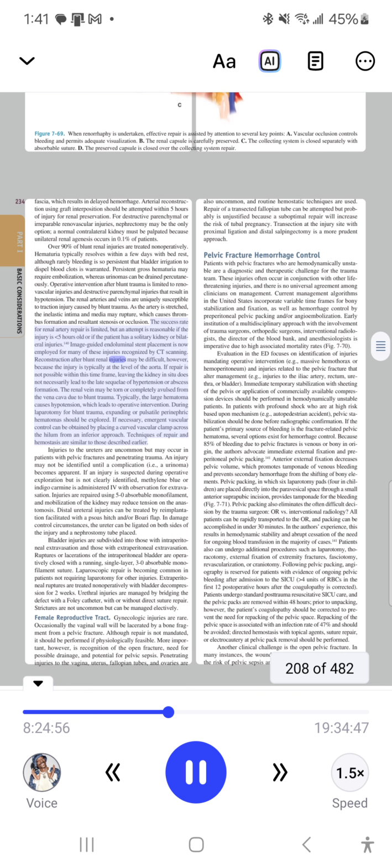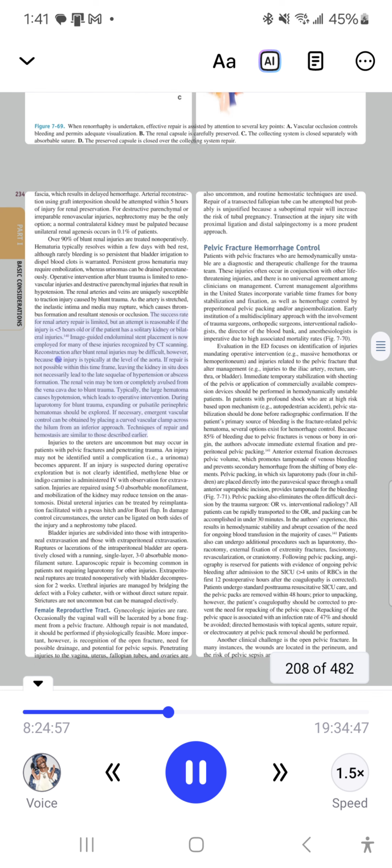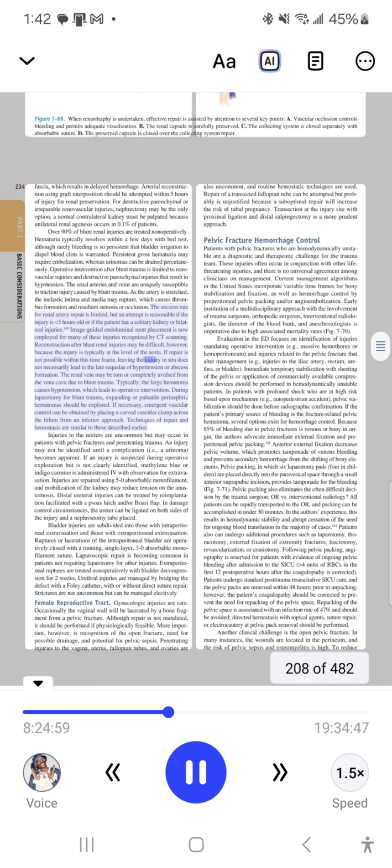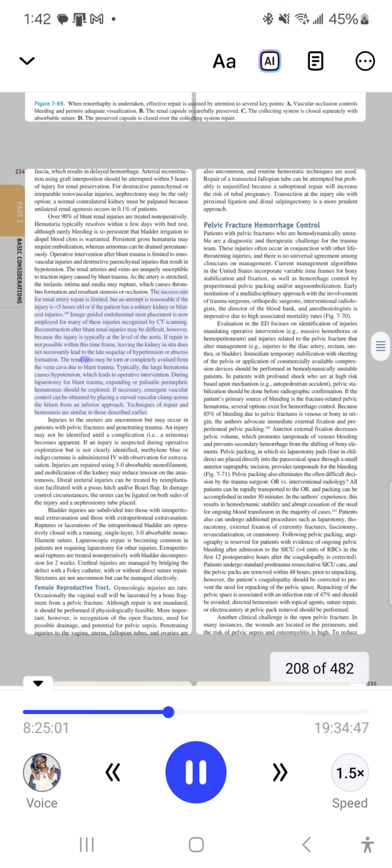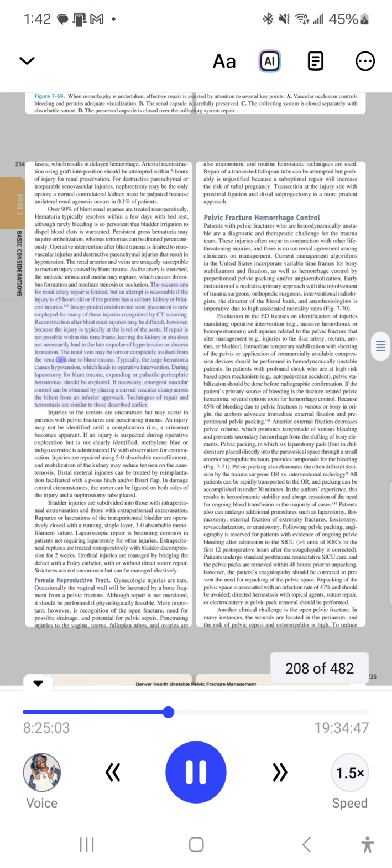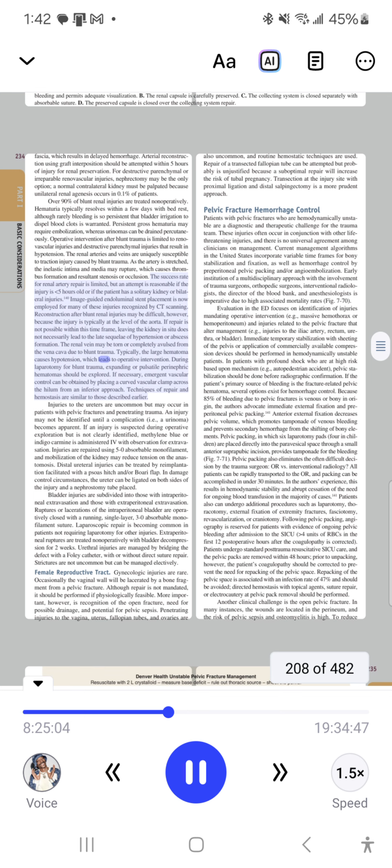Reconstruction after blunt renal injuries may be difficult, however, because the injury is typically at the level of the aorta. If repair is not possible within this time frame, leaving the kidney in situ does not necessarily lead to the late sequelae of hypertension or abscess formation. The renal vein may be torn or completely avulsed from the vena cava due to blunt trauma. Typically, the large hematoma causes hypotension, which leads to operative intervention.